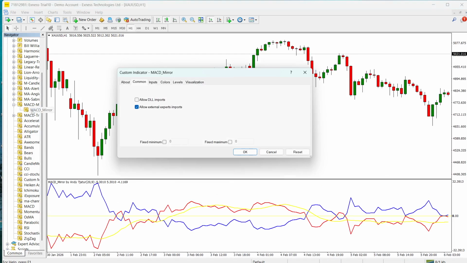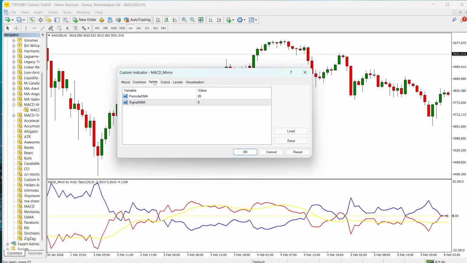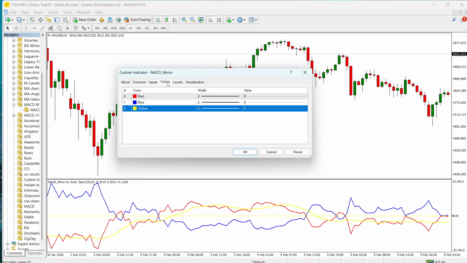As for the indicator settings, let's take a look. The settings include the standard MACD parameters of fast, slow, and signal periods, along with options specific to the mirror display, such as mirror axis, histogram coloring scheme, and display scale. Alert settings for crossover events could also be available.